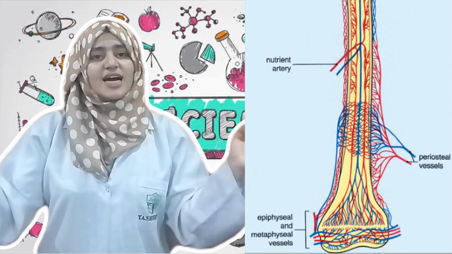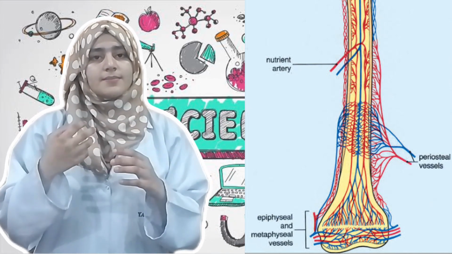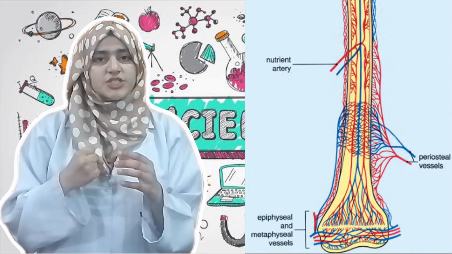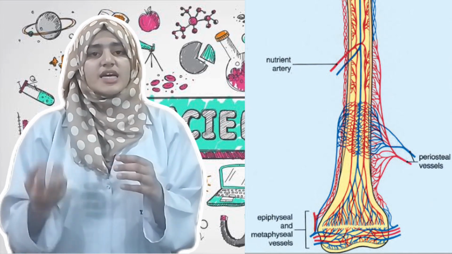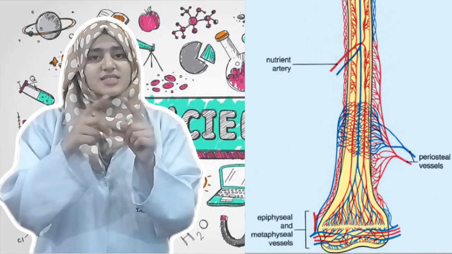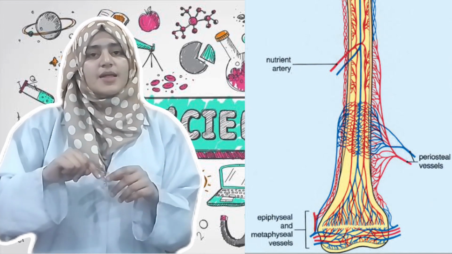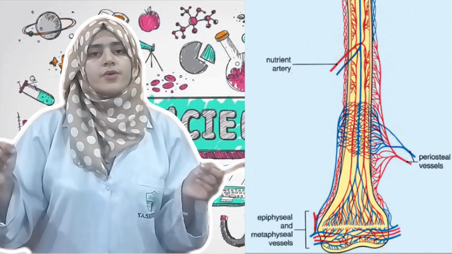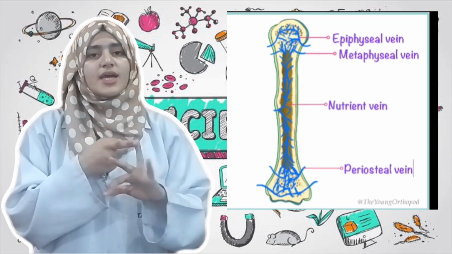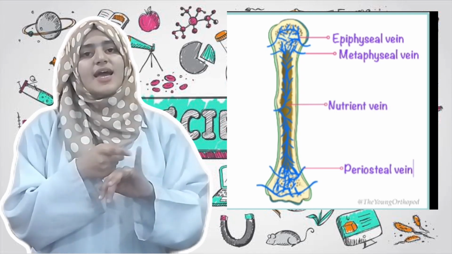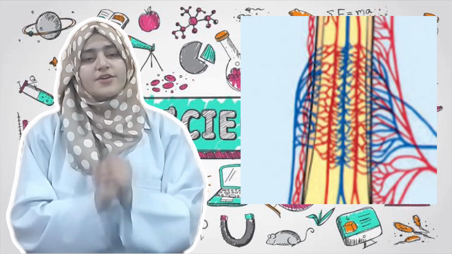And when all these arteries supply blood to the bone, the bone uses the oxygen and the deoxygenated blood is then drained into the central venous sinus, and from the central venous sinus the blood is drained out of the bone by epiphyseal vein, metaphyseal vein, nutrient vein and periosteal vein, which are present side by side with the arteries.